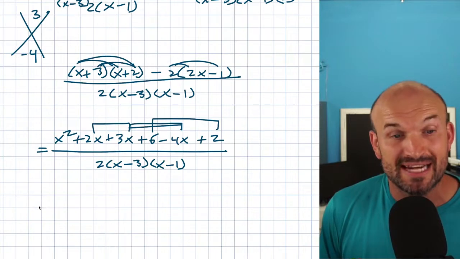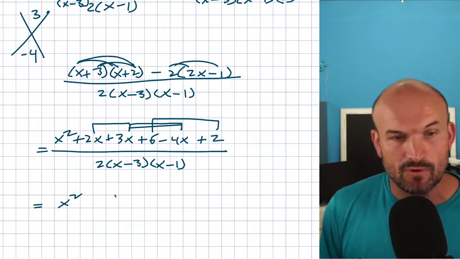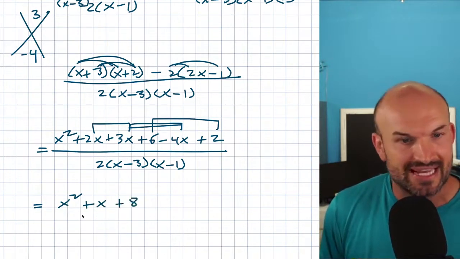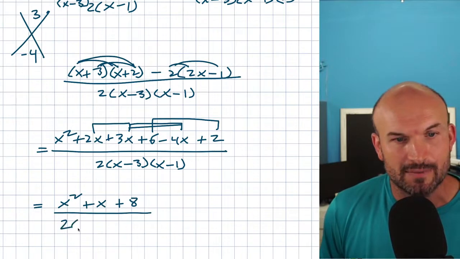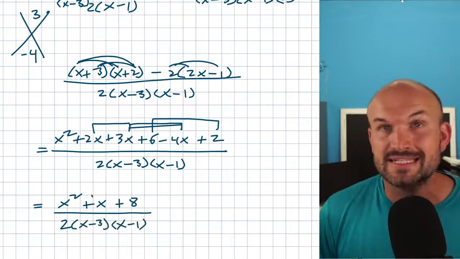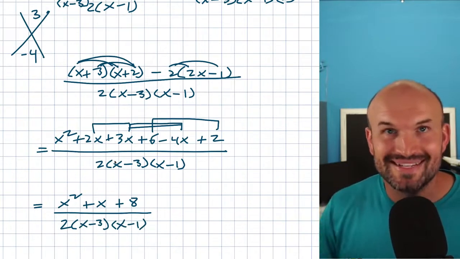So therefore my final answer is now going to be x squared, 2x plus 3x is 5x, minus 4x is going to be a positive x, and then 6 plus 2 is going to be a positive 8, and that's going to be all over my common denominator of 2 times x minus 3 times x minus 1. Nothing really I can simplify in my numerator. You could multiply your denominator if you need to, but hopefully if you got this answer, then you are all on your way.